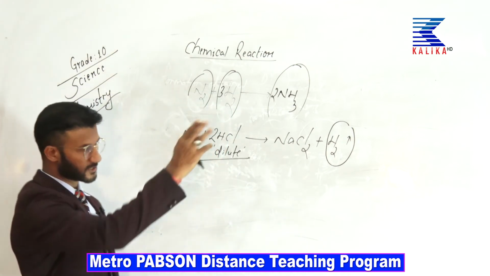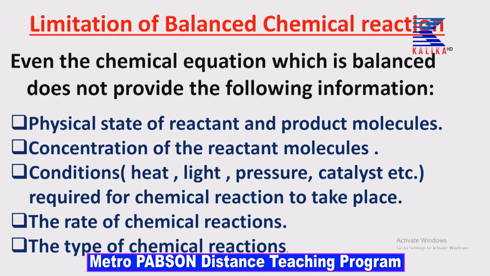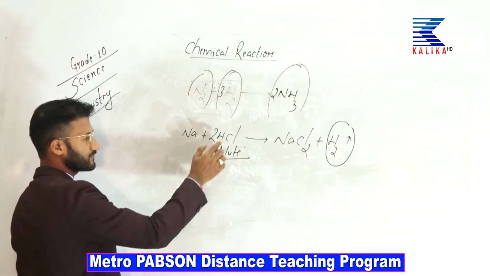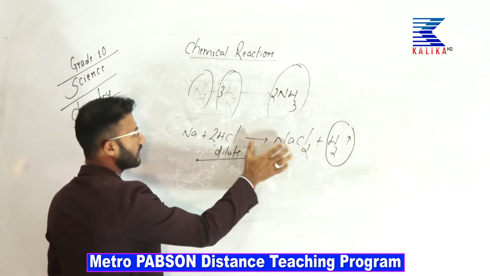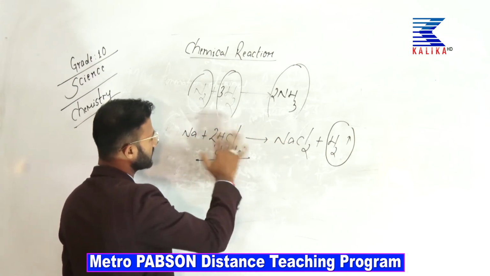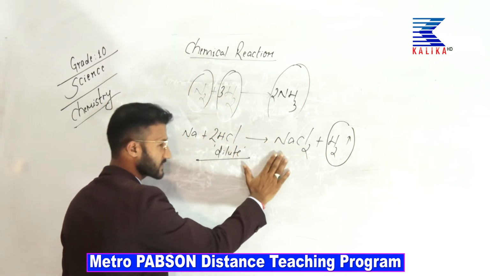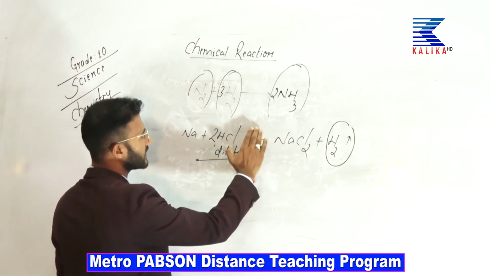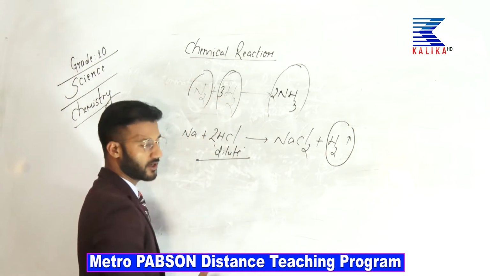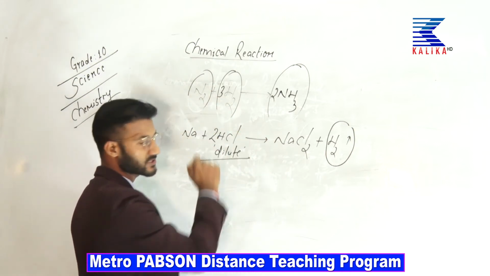So the next point, see on the screen, the third one there is conditions: heat, light, pressure, catalyst, etc. required for chemical reactions to take place. Look at the same chemical reaction here. Actually, in this chemical reaction, the number of atoms of each element on both sides is rightly balanced. It is a balanced chemical reaction. But under what condition this reaction occurs is not mentioned.